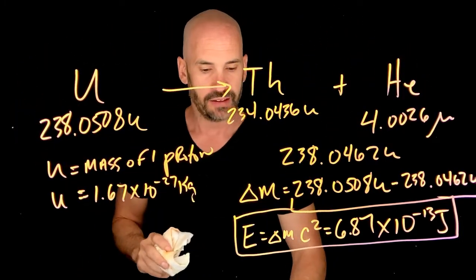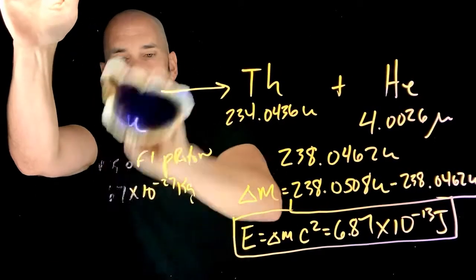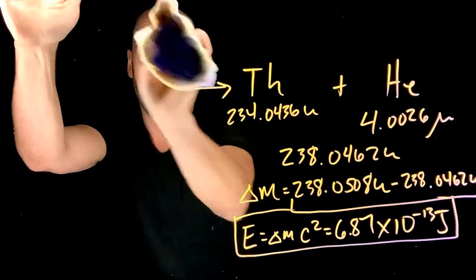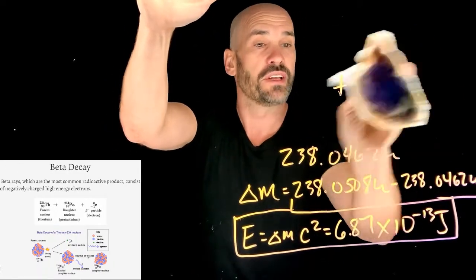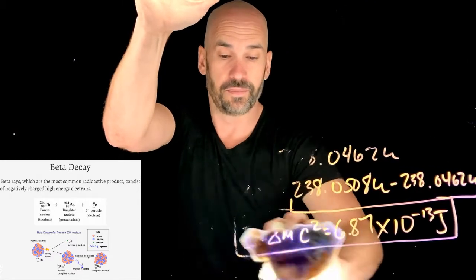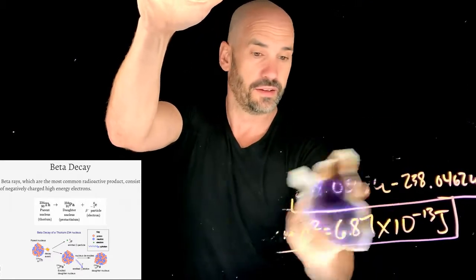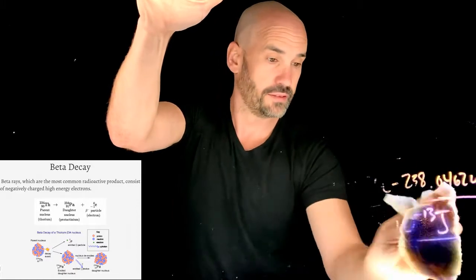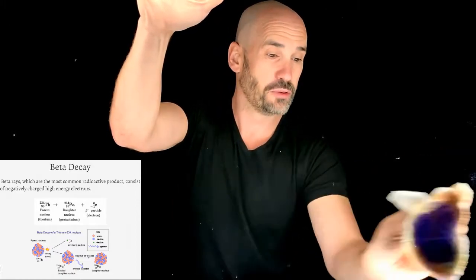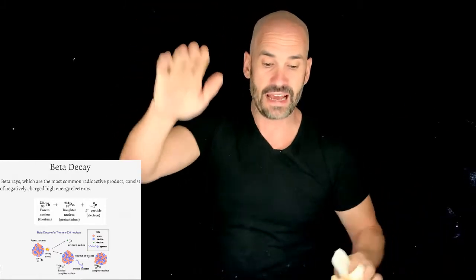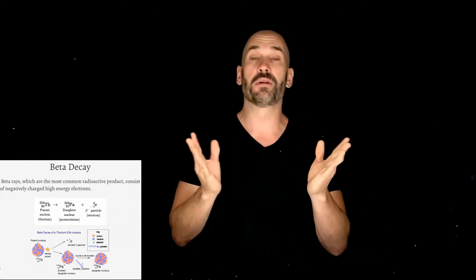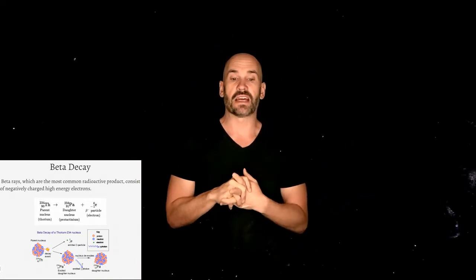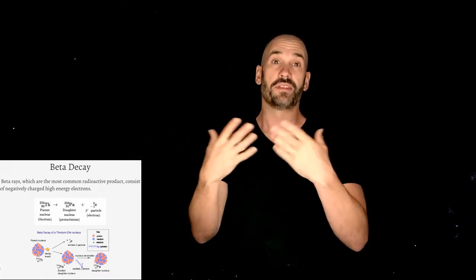Okay, all right, that brings us to the next kind of radioactive decay, which is called beta decay. And maybe you learned about this in chemistry as well. But in beta decay, you're not really losing an alpha particle or a nuclei from the decay process. You're actually losing a high energy electron. And that high energy electron is called a beta particle. Okay? So beta rays, which are the most common radioactive product, consist of negatively charged high energy electrons, and it is actually the weak nuclear force which governs this process.